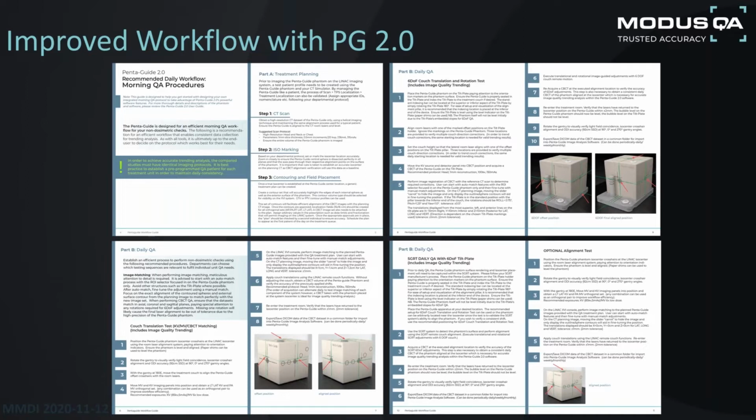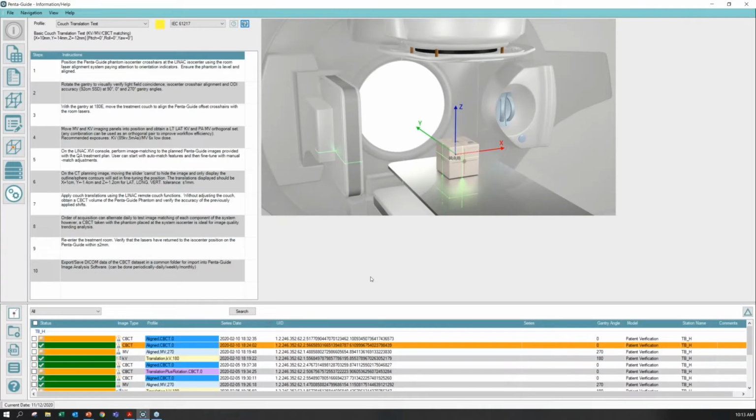Okay, that sounds like a simple and efficient process to get started using. Could you maybe give a demonstration of the actual software for our listeners? Sure, yeah, I'll bring up the application now. So this is the Penta-Guide 2.0 software.